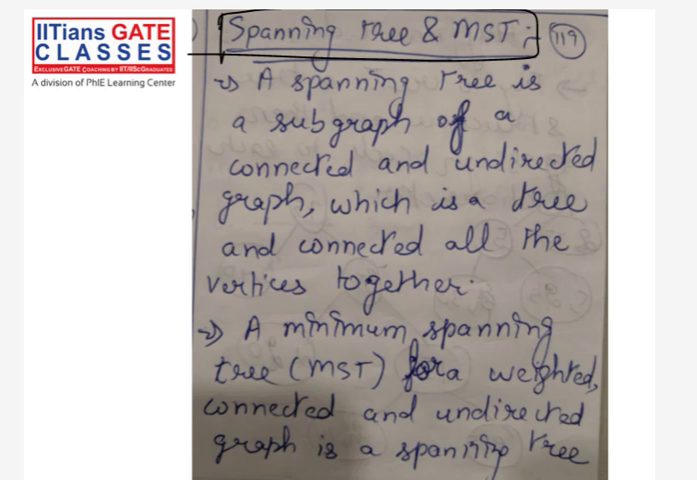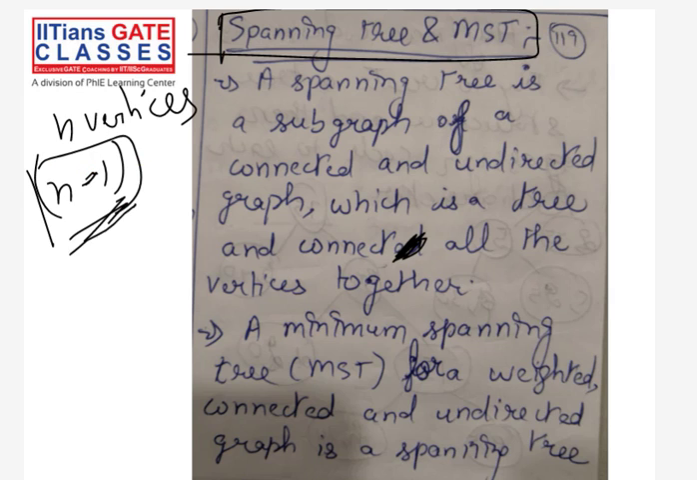So if I look at the definition now, a spanning tree is a subgraph of a connected and undirected graph, which is a tree, of course, and connects all the vertices together. Okay. So if the original graph has n vertices, the number of edges in the spanning tree would be n minus 1. Okay, this would be the number of edges in a spanning tree. Okay, so now based on this, let's see what is a minimum spanning tree.